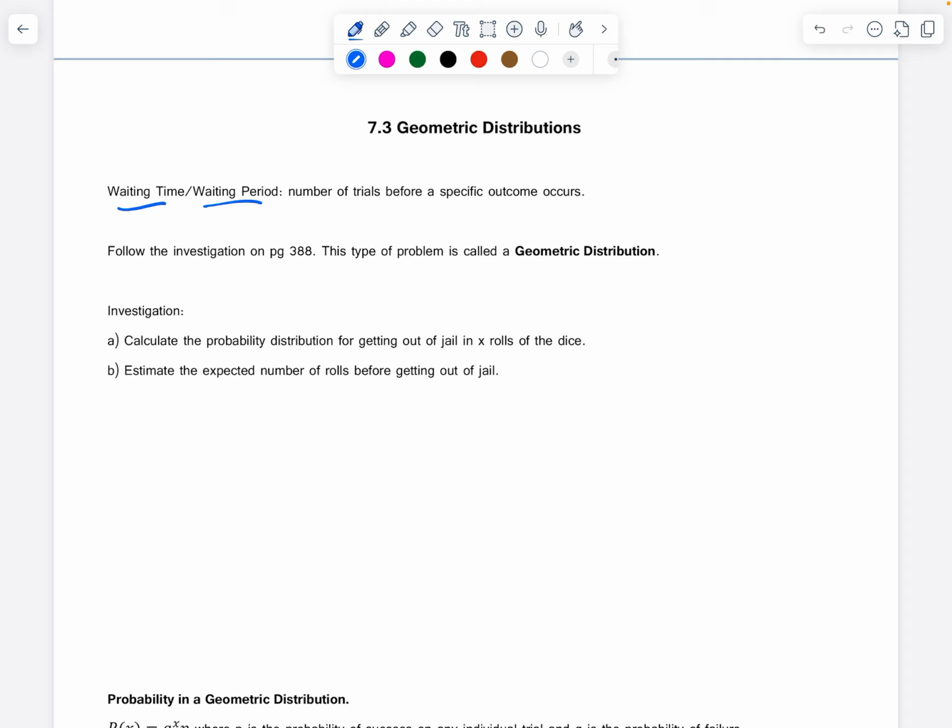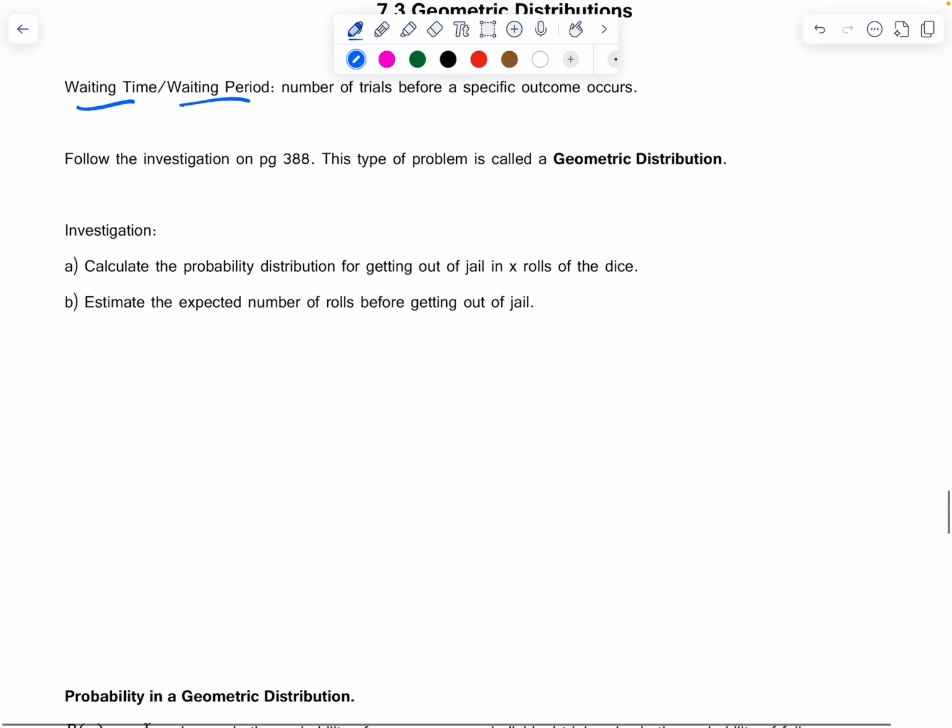Okay, so in the textbook it walks through on page 388 an example of the game of Monopoly, where if you roll doubles, then you actually get out of jail. And this is a type of geometric distribution, except in Monopoly, the real game, you actually get out after 3 rolls and you just have to pay money. But imagine if they modified the rules, and you would just keep playing until you got the doubles. And keep rolling every time. When you got doubles, finally you can get out of jail. So calculate the probability distribution for getting out of jail in X rolls of the dice.